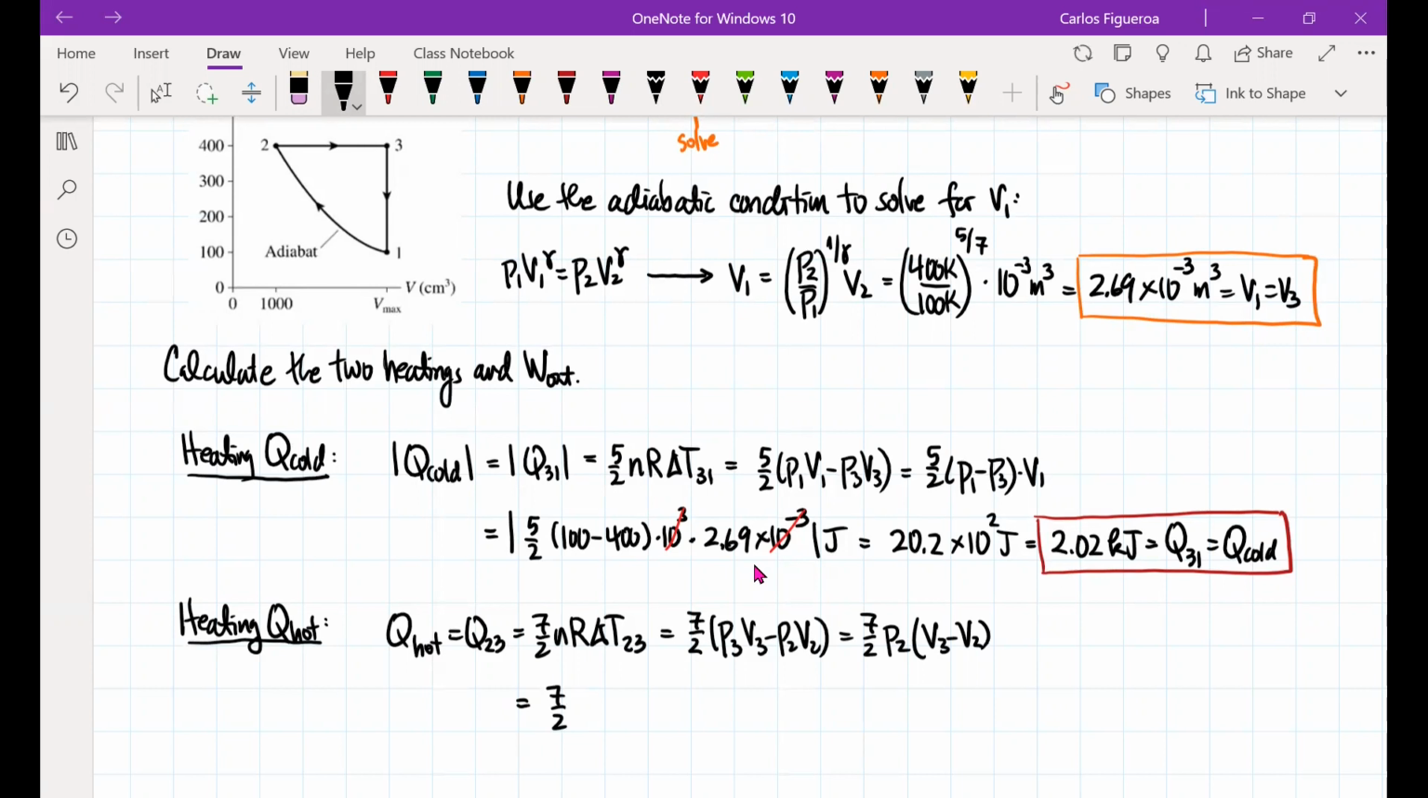So now I'm just going to punch in my numbers. 7/2. And look what I'm going to get: 400 times 2.69 minus 1, and then I'm going to have 10 to the 3 times 10 to the minus 3, and again, this quantity cancels out, and so this will be in units of joules, so then I'm going to get a value that reads 3.77 kilojoules, and this will be the heat from 2, 3, which we've identified as Q hot.